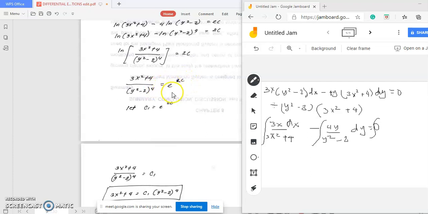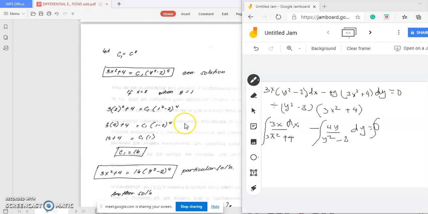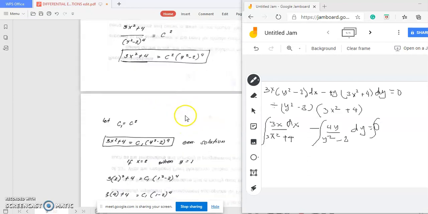Your e, if you use your calculator, that is 2.7 something. So, therefore, they are all constant values. So, you could have changed that one to c sub 1 is equal to e to the power of 2c. So, from there, you could substitute this one, which becomes c sub 1. So, when you change this one, that is 3x squared plus 4 equals c sub 1 times y squared minus 2 to the power of 4, which is the same as this.